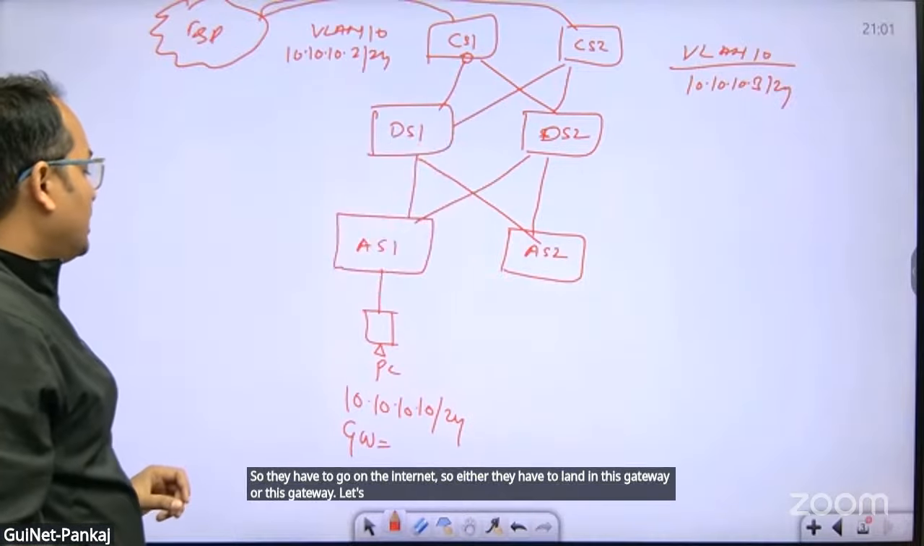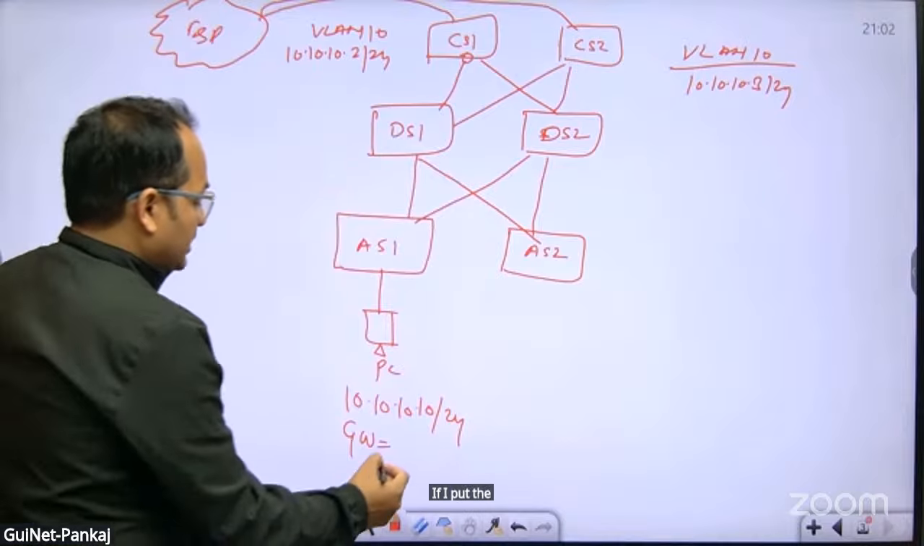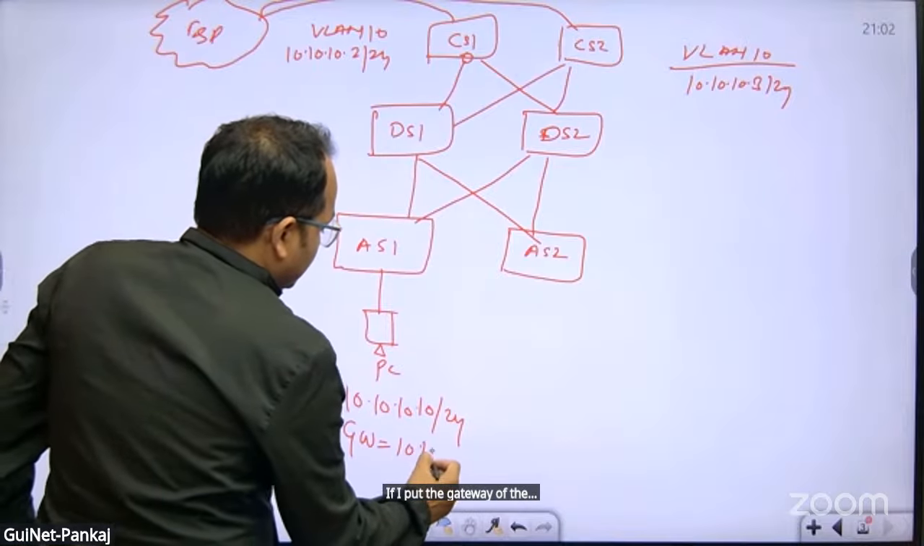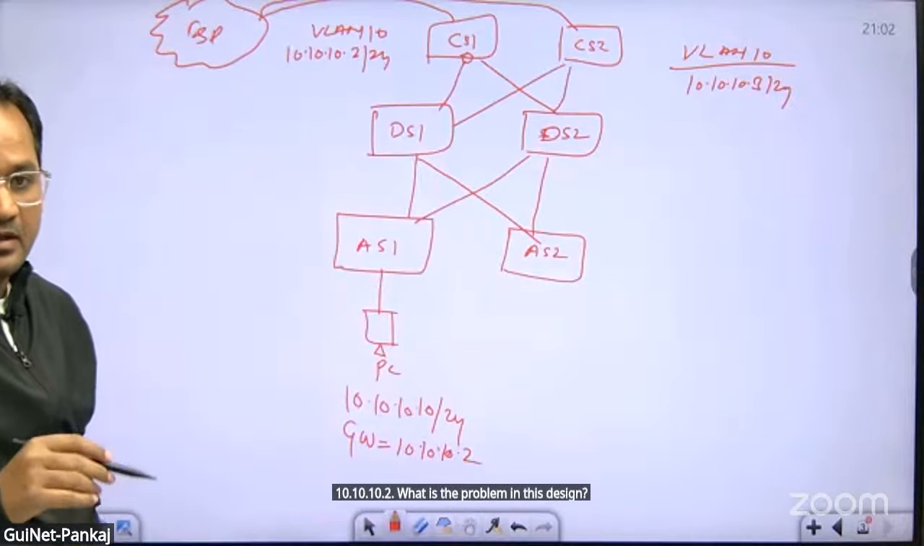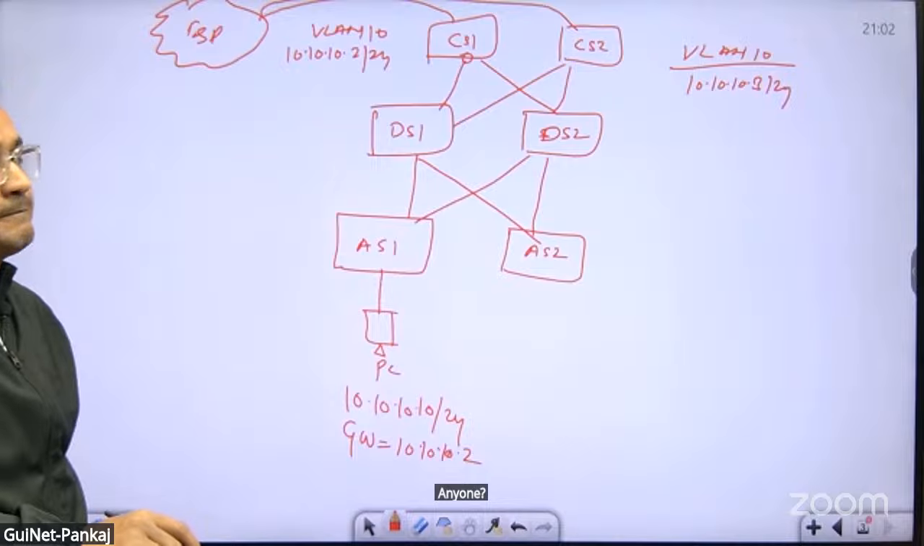Let's suppose if I put the gateway of 10.10.10.2, what is the problem in this design? Anyone? Single point of failure. I mean, if core switch one fails, CS1 is down, the total network is down. Sir, if the gateway fails, the network will be down.